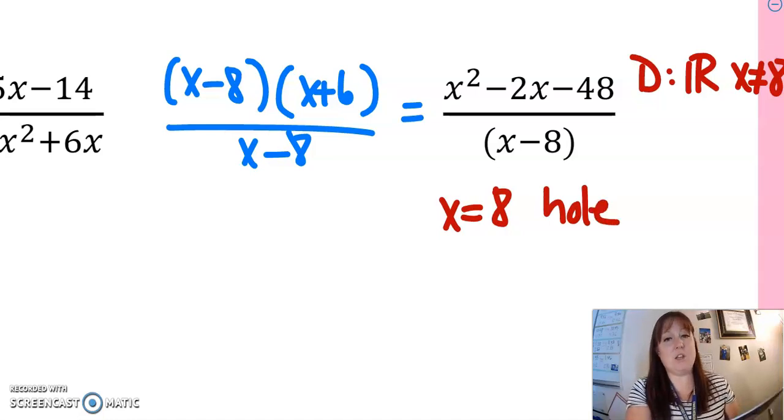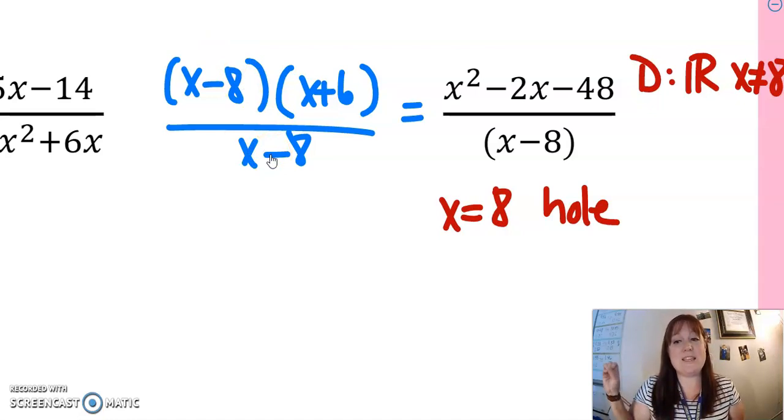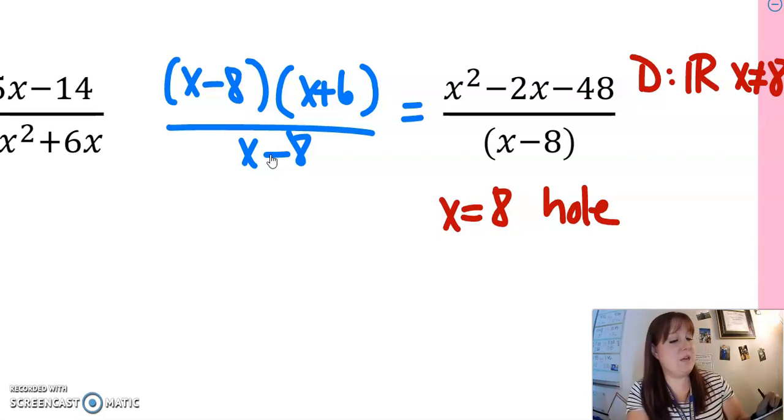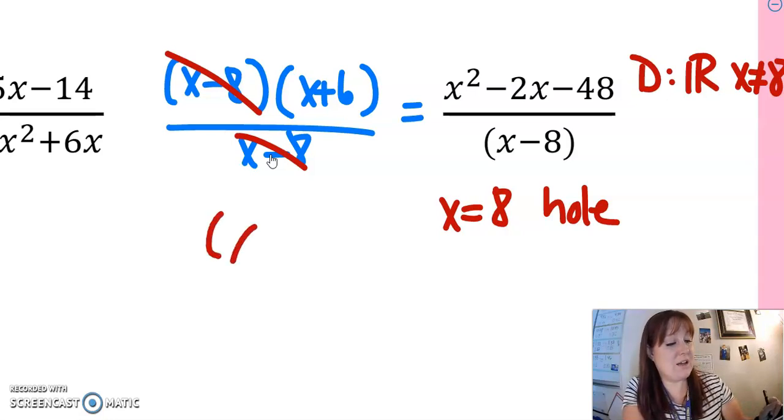Again, the other thing I could look at is that the factors that cancel out cause holes, and the factors that don't cancel out cause asymptotes. So anything that is left after I cancel out is an asymptote. Anything that completely cancels out is a hole. Okay? So since these two cancel out, those are a hole. 8 is a hole. So then I know that this original function behaves just like the function x plus 6.